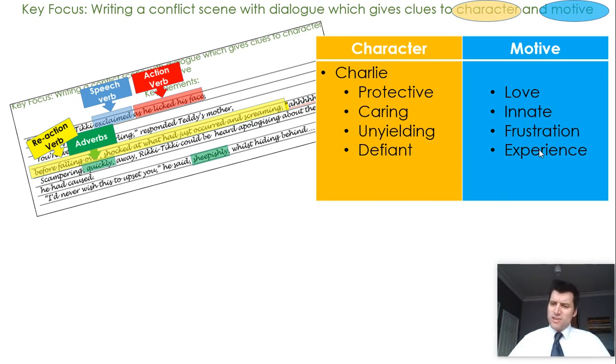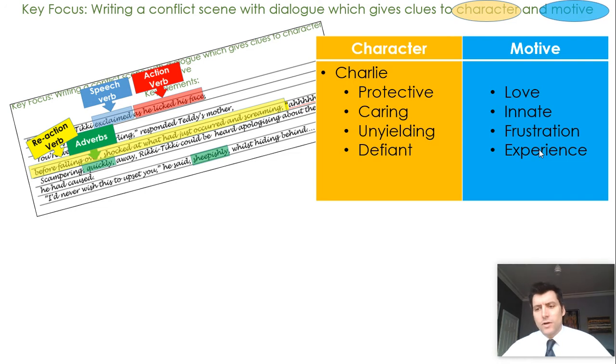Unyielding means he won't give up. He won't just say that's okay. He gets frustrated. He gets fed up by people bossing him around, whether it be a teacher or being unkind to his brother, whether it be another student. He won't cry when he's hit by the teacher as punishment for standing up for his brother.